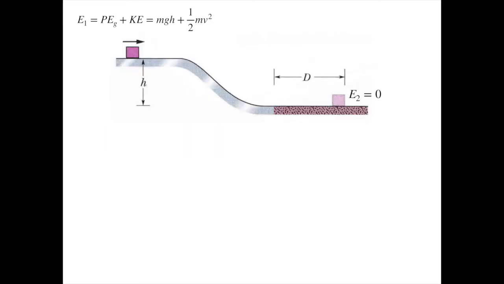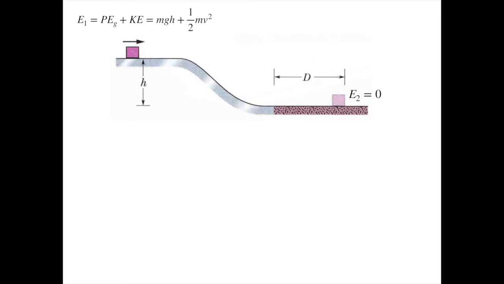Let's look at this example a little bit more in depth mathematically. So the first thing that we want to do in any energy problem is define our two points. Our first point, point 1, is going to be when the block is moving at the top of the ramp. We're going to define our potential energy to be 0, or alternatively say our height is equal to 0, when the block is at its lowest point.